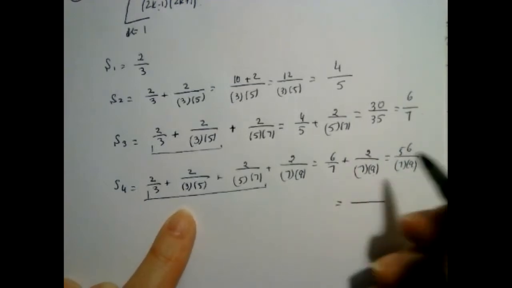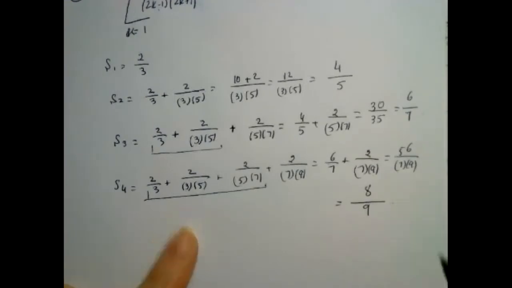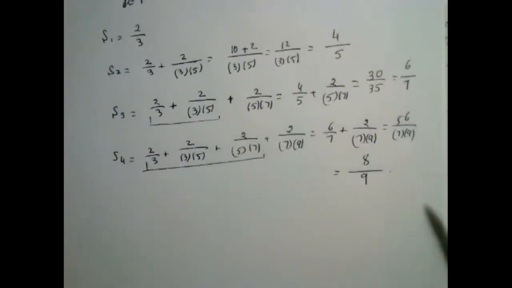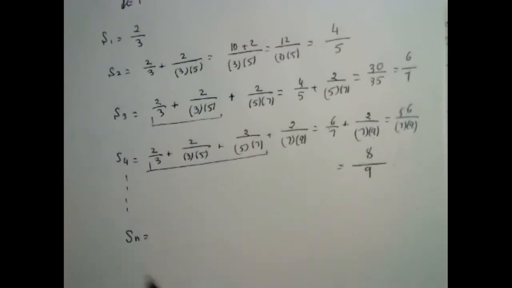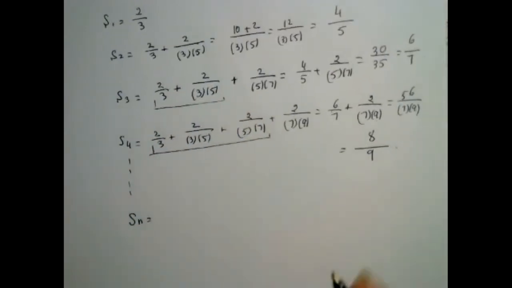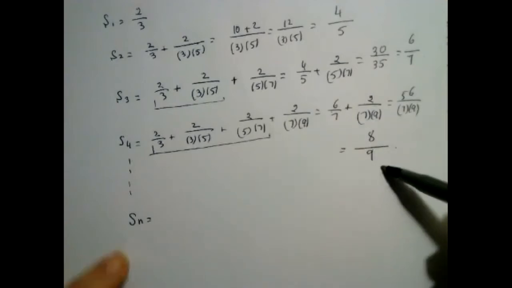And then 56 into 7, that's 8 over 9. All right, so there is an obvious pattern occurring. So now watch the pattern. What is the sum of the first n terms? That's really what I want. And you guys, of course, it's very clear.